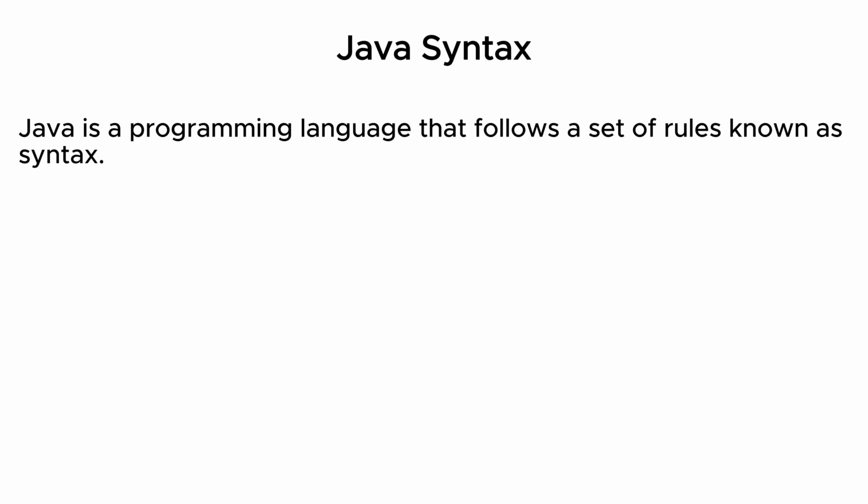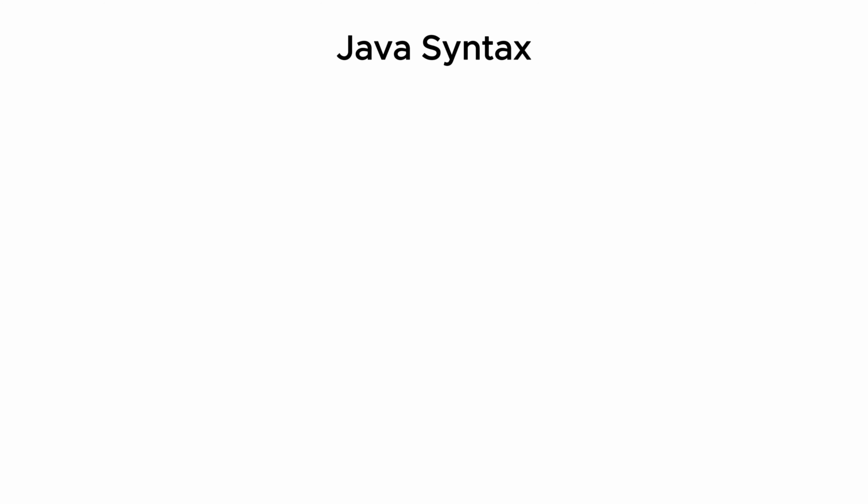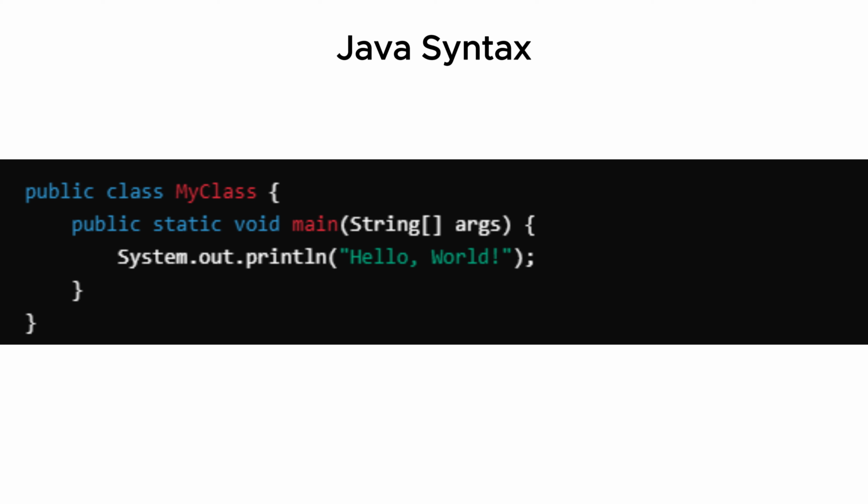First, let's discuss Java syntax. Java syntax refers to the set of rules that define how a Java program is written and interpreted by the Java compiler and Java Virtual Machine. Understanding Java syntax is crucial for writing programs that are both syntactically correct and functional. Let's break down the key components of Java syntax.